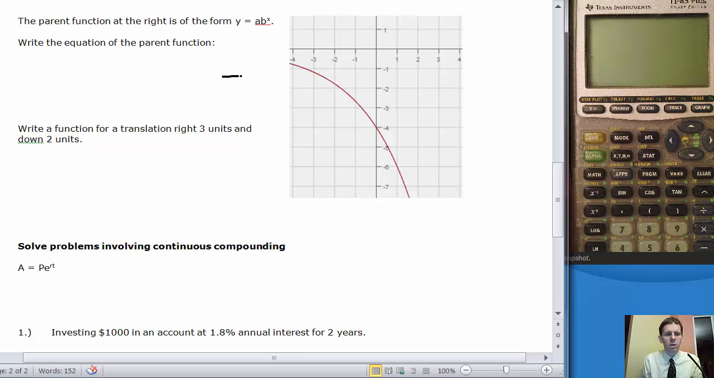First step, give me an equation for this graph right here. That's the parent function. Then write the translation. Pause the video. We'll see if you get the right values in just a minute.